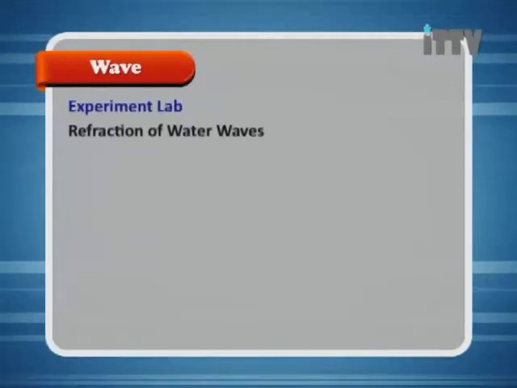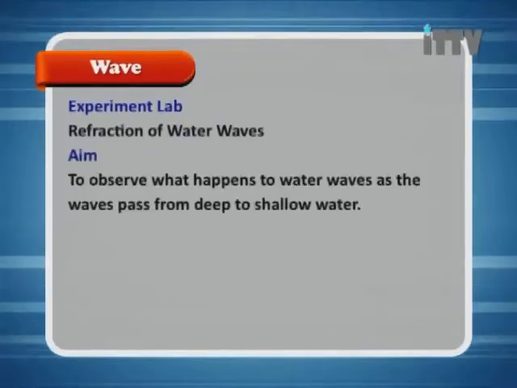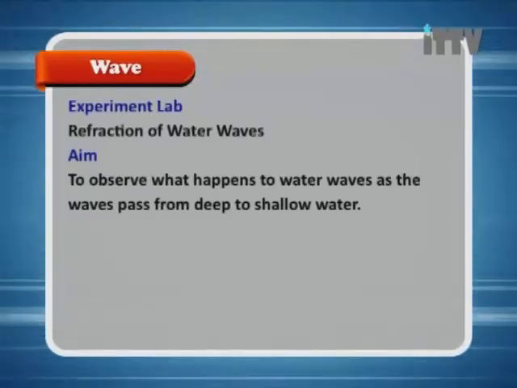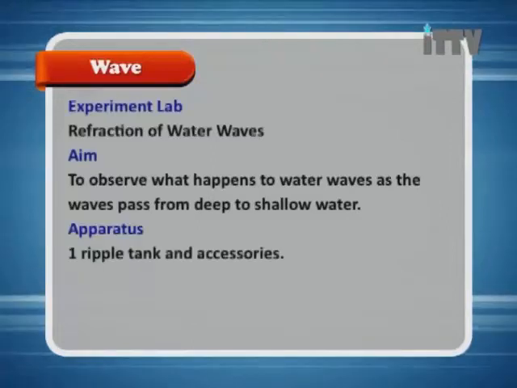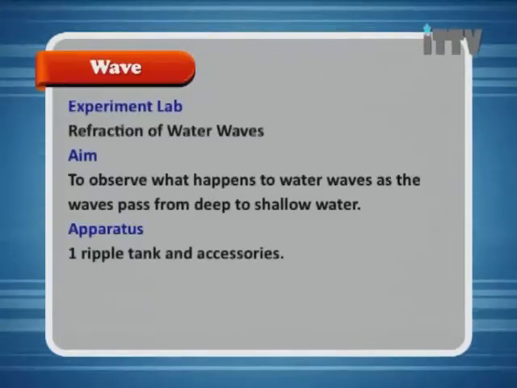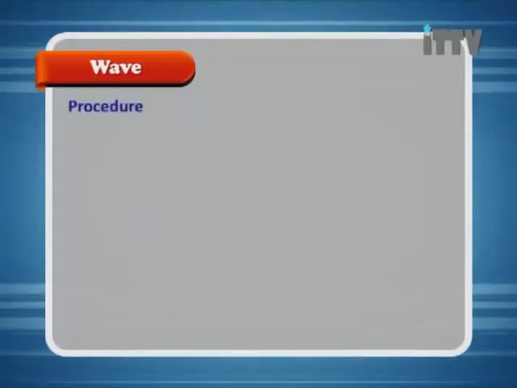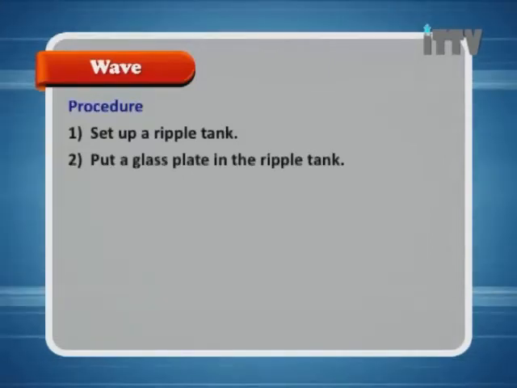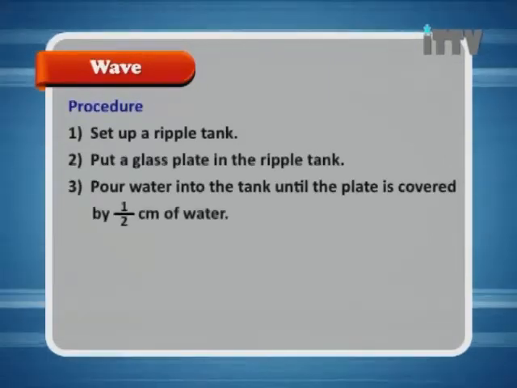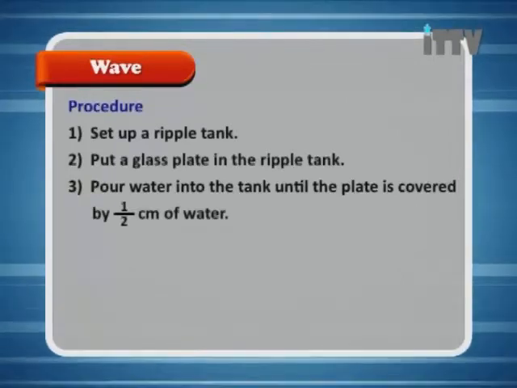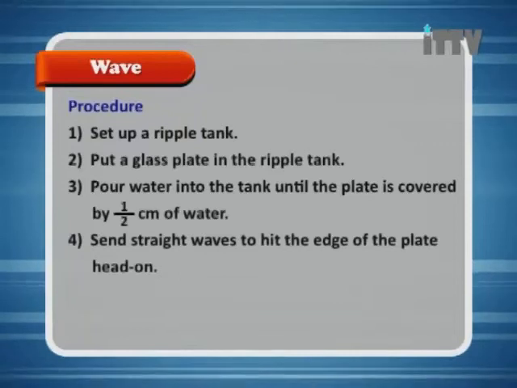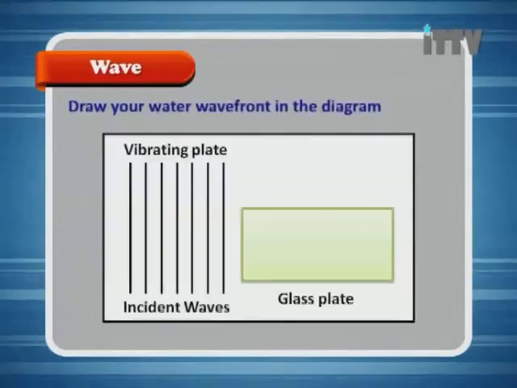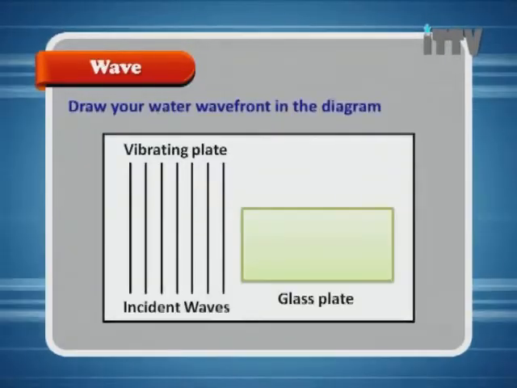Experiment lab, refraction of water waves. Aim: to observe what happens to water waves as the wave passes from deep to shallow water. Apparatus: one ripple tank and accessories. Procedure: set up a ripple tank. Put a glass plate in the ripple tank. Pour water into the tank until the plate is covered by half a centimeter of water. Send straight waves to hit the edge of the plate head on. Draw your water wave front in the diagram.